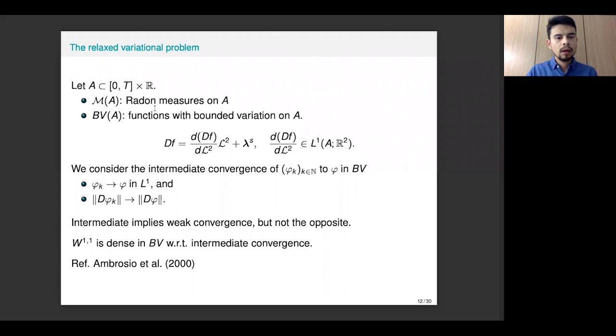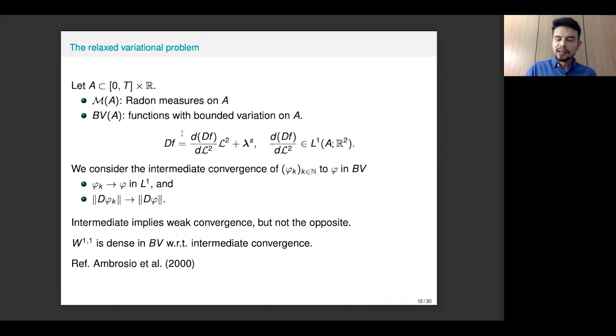I'm going to denote by calligraphic M the set of Radon measures. These are measures that satisfy certain conditions. In particular, they are, I guess it's called, inner regular and outer regular. So whenever you have a compact set, you can approximate its measure, taking the supremum over open sets from the inside or the infimum over closed sets from the outside.